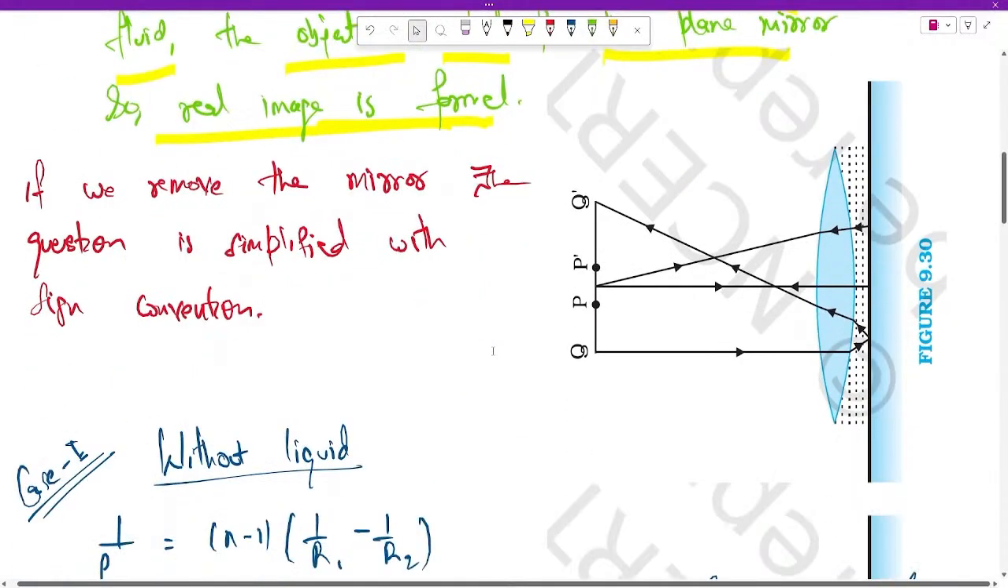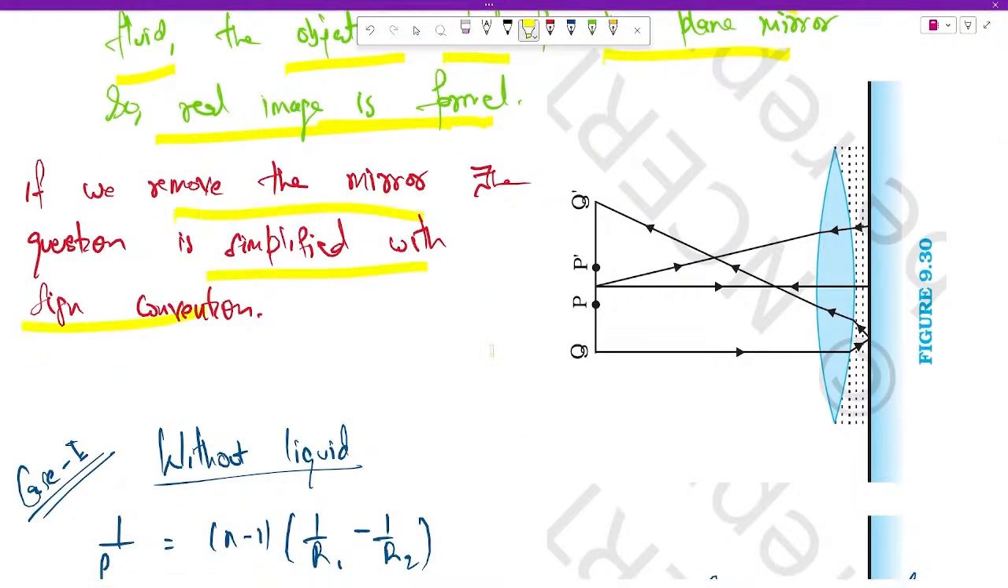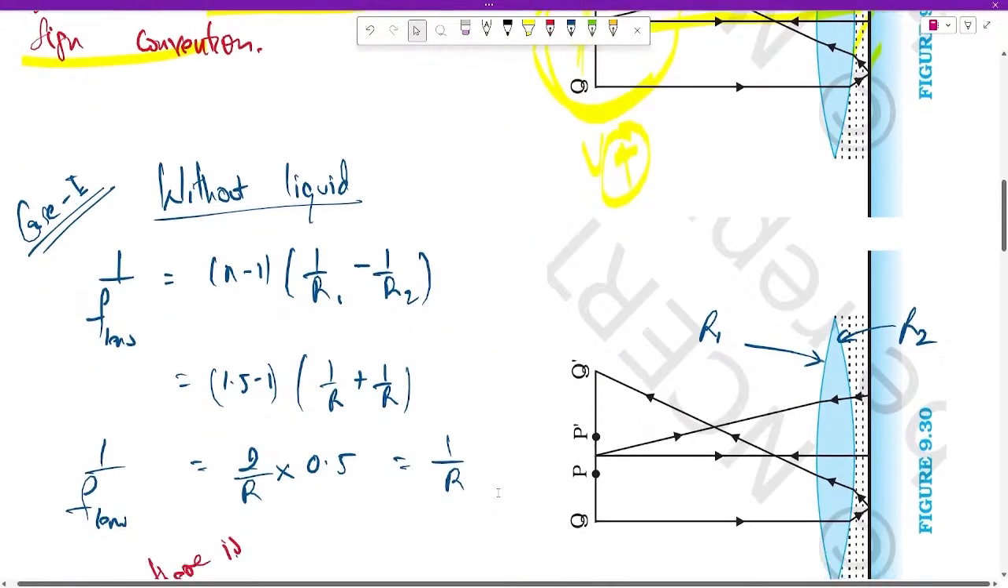Now, if we remove this mirror, the question is very much simplified, in terms of the sign convention. If we remove this mirror, the image that was forming on the left hand side of this lens system will form on the right hand side of the lens system. We can simplify this question by changing the sign convention of v to positive, because if there was no plane mirror, the image would have formed on the right hand side. Also, the plane mirror does nothing to the magnification, and the position of the image remains the same, that is, the magnitude remains the same from the object. The image forms at the same distance. So let us assume the case when there is no liquid.